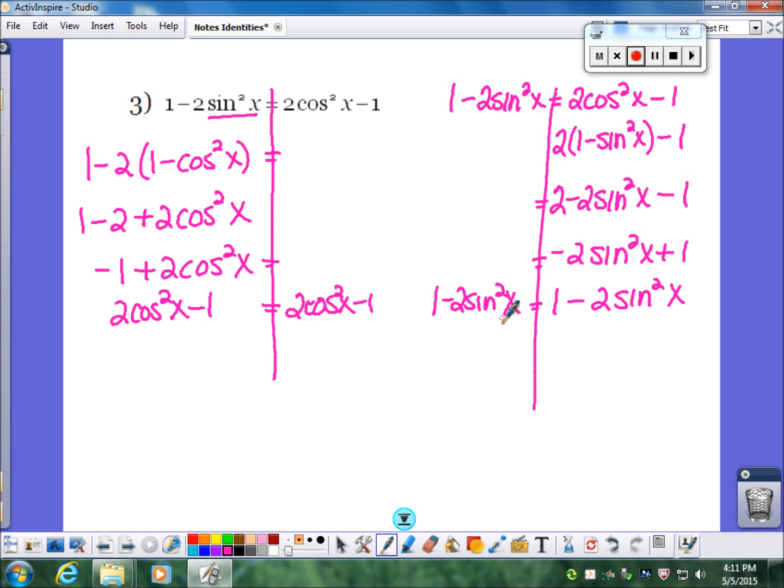All right, two different ways to do the same problem. Now, you don't have to do it one way, okay? You don't have to do them both ways, but like I said, I just want to show you that you do have some choices here.